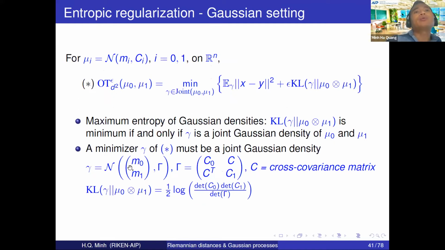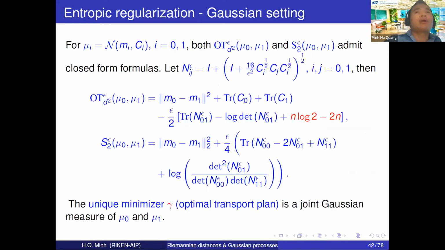And so we have a very clear, explicit form for gamma. It's given by this formula here, and the mutual information, with the KL divergence, is given by this formula here. If we plug everything in, we can solve this problem. We have the first formula for OT epsilon, and this one for the Sinkhorn divergence. So they have closed-form formulas. This one involves the dimension n, but it turns out that we can show it's actually dimension independent as we move to the infinite-dimensional setting. So that is the finite-dimensional setting, where we have used the maximum entropy property of Gaussian densities.